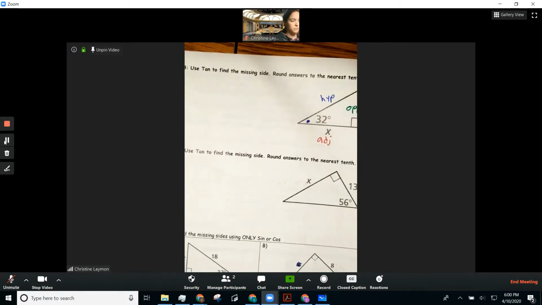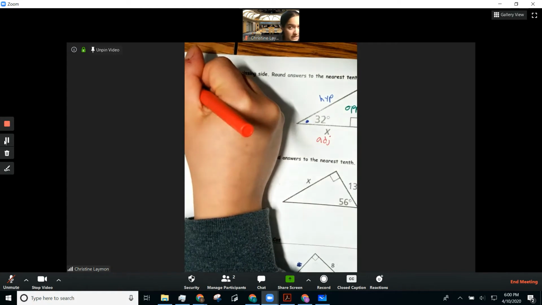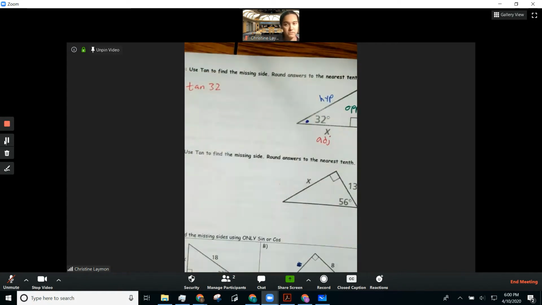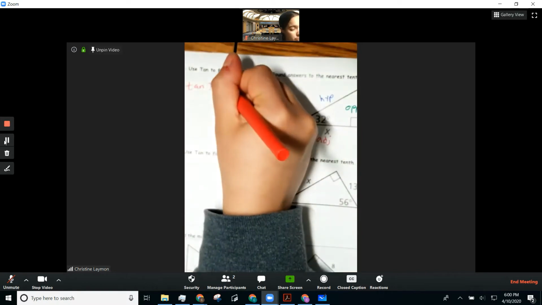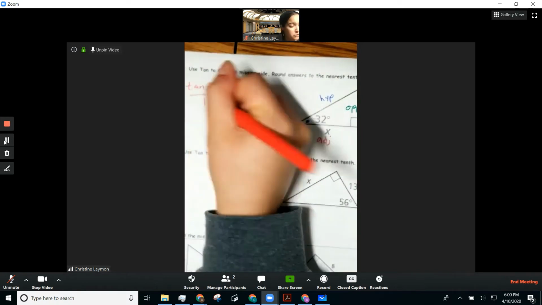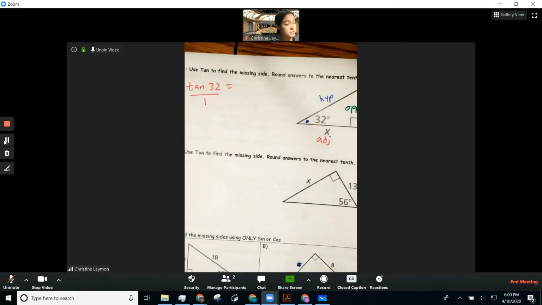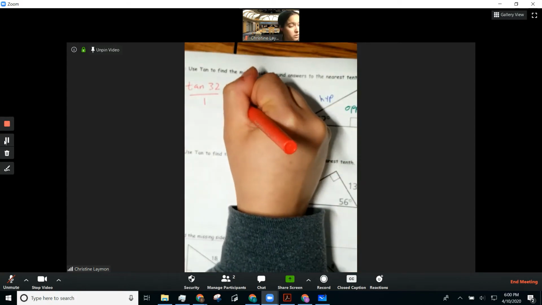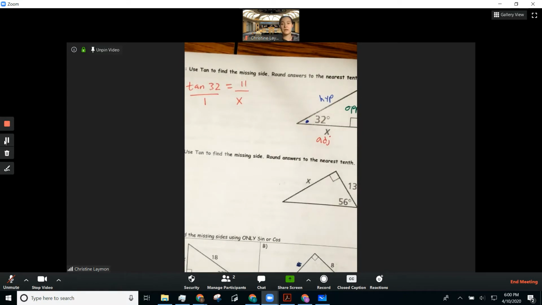So I'm going to come over to here. We're going to start by saying tangent of 32. So tan 32. And this equals, again, that's tan 32 over 1. It equals opposite over adjacent, which in our case is 11 over x. And we go ahead and cross multiply. Remember, I am dividing by 1 to remind you guys that you do have a ratio here that's going to allow you to do this cross multiplication and that simplification at the very end.